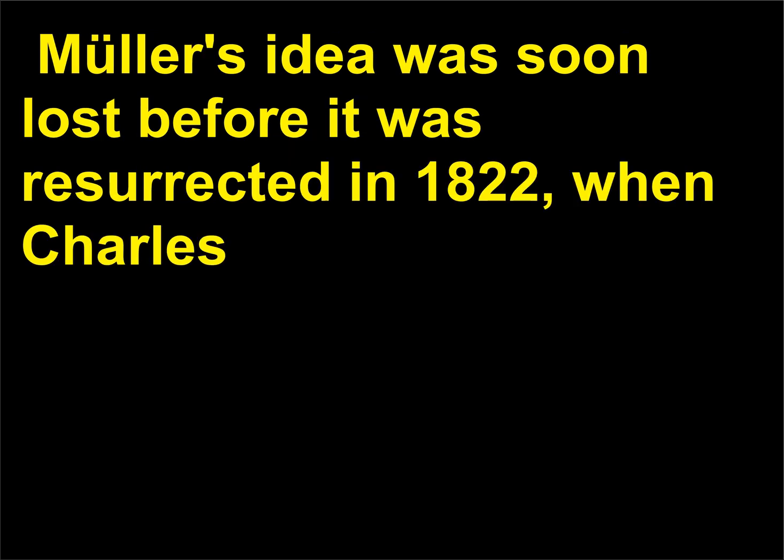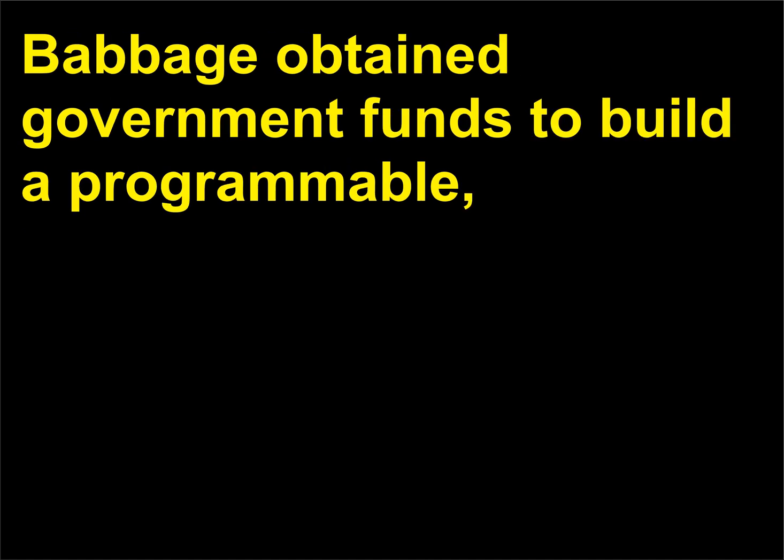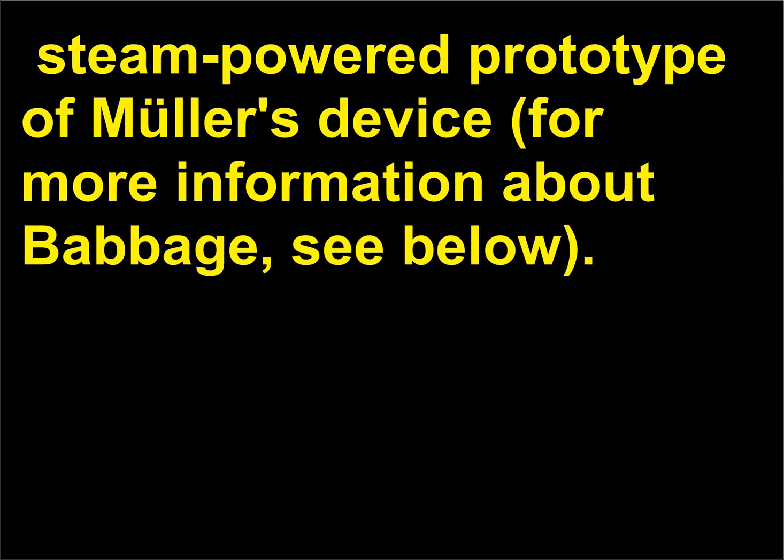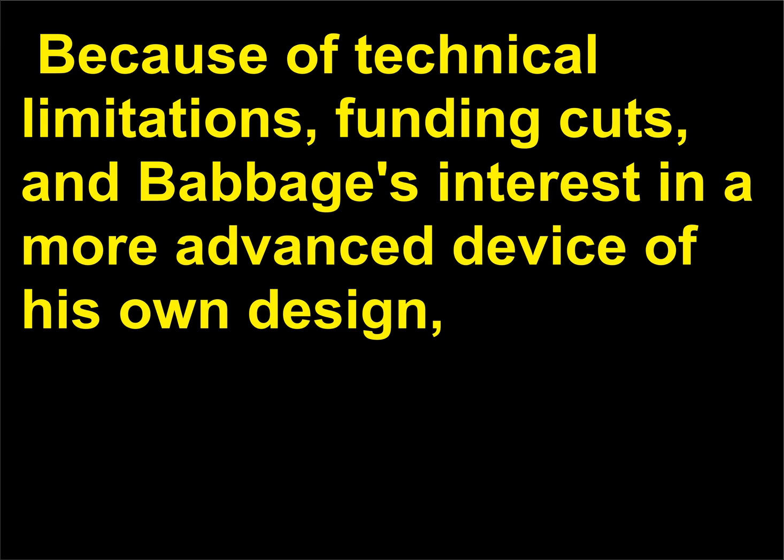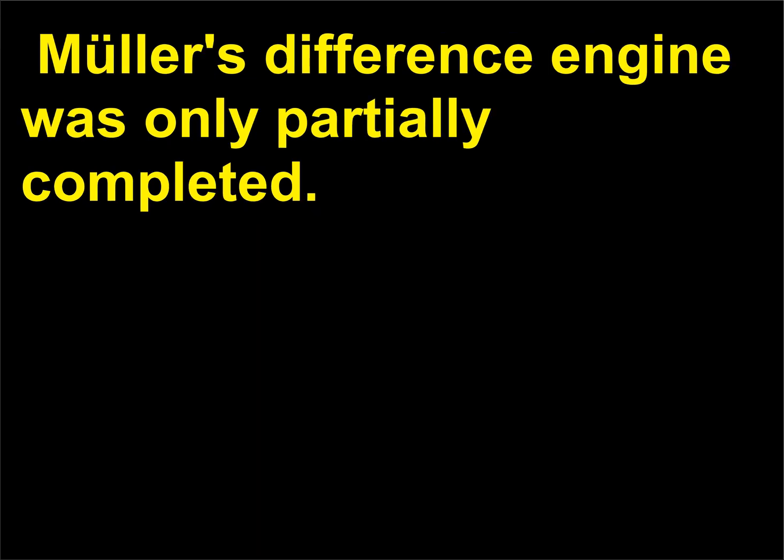Müller's idea was soon lost before it was resurrected in 1822, when Charles Babbage obtained government funds to build a programmable, steam-powered prototype of Müller's device. For more information about Babbage, see below. Because of technical limitations, funding cuts, and Babbage's interest in a more advanced device of his own design, Müller's difference engine was only partially completed.